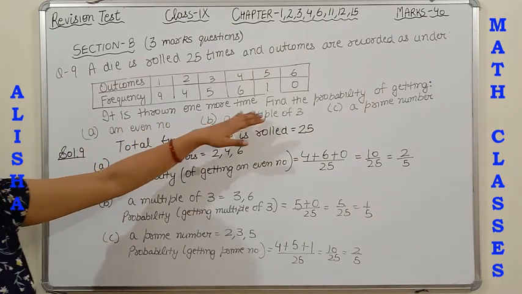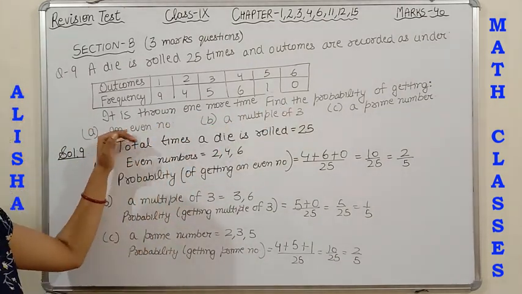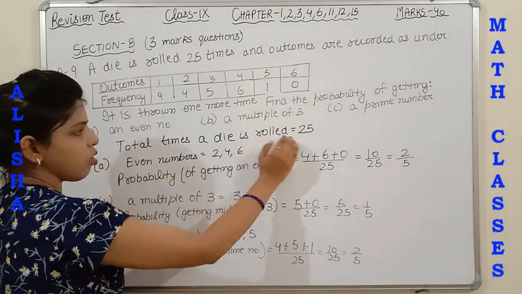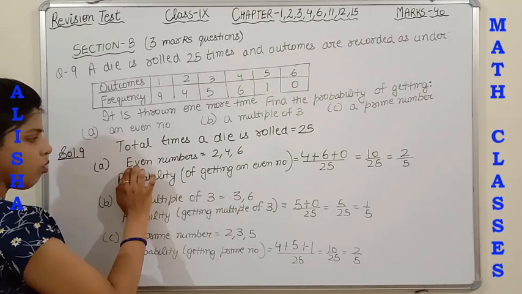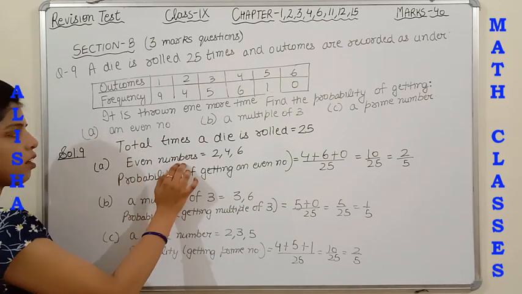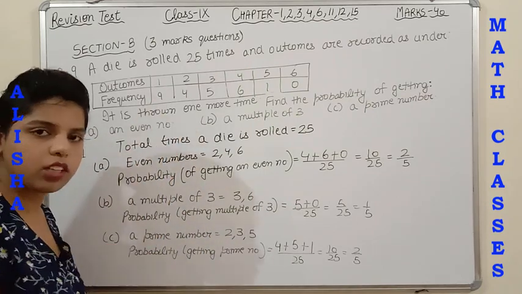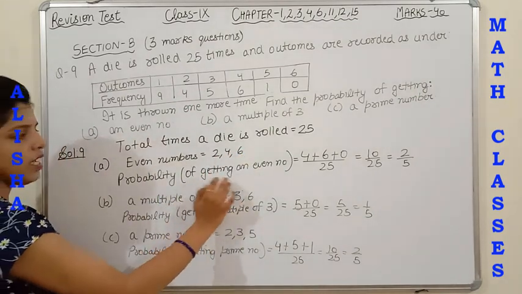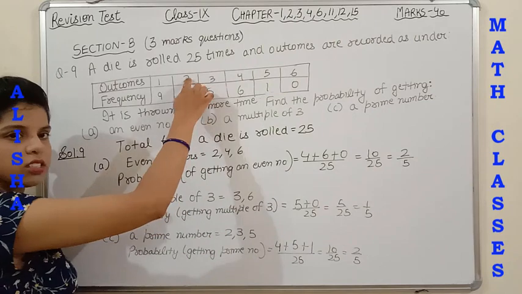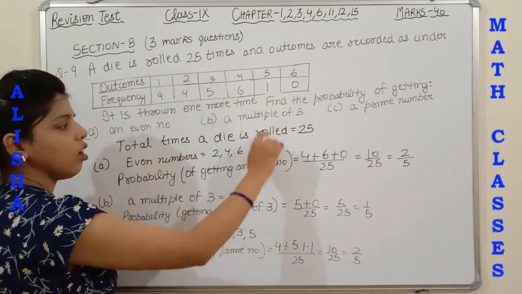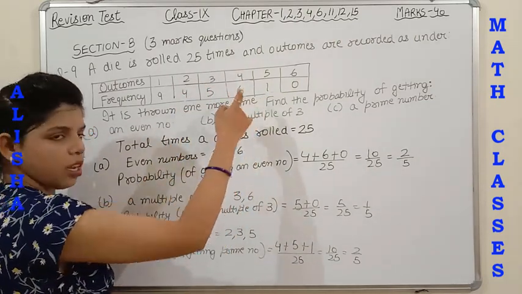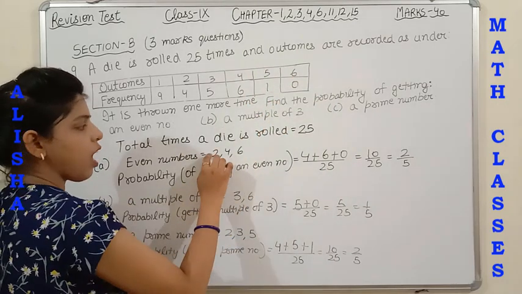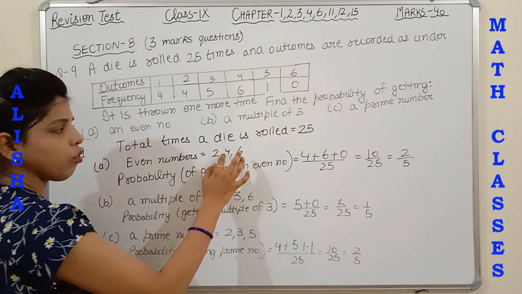It is thrown one more time. Find the probability of getting an even number. So first of all, see here, the total number of times the die is rolled is 25. Now we have rolled the die and we get an even number. So we know that whenever we throw a die, the even numbers are 2, 4 and 6. So the probability of getting an even number will be, now 2 has come 4 times, so 4, and 4 has come 6 times, so 6, and 6 has come 0 times, that is 0. So we have to add the number of times 2, 4, 6 came.